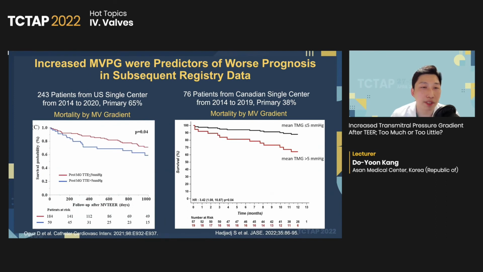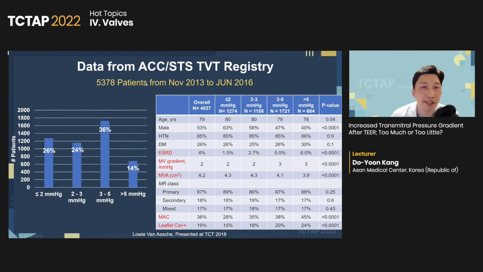And also in many subsequent registry data showed that the post-mitral clip pressure gradient, a higher gradient, was associated with the worst clinical outcomes. And another ACCS TVT registry data, or large data, was presented in TCT 2018. And 14% of patients had the pressure gradient more than 5.